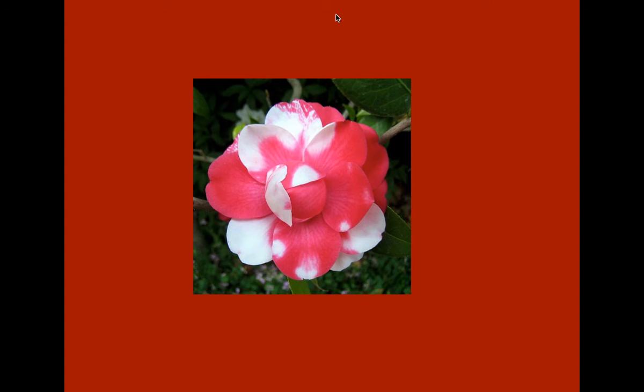So this is the first one here. I have a flower here that has pink and white on it. So this one would be codominance because I see both traits and there's no blending taking place.